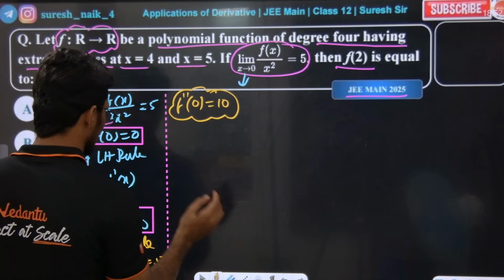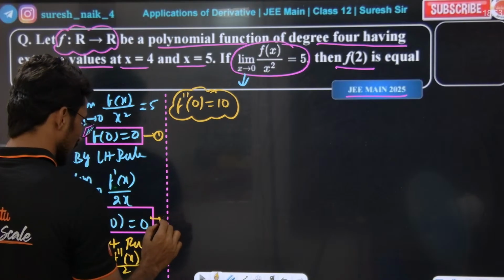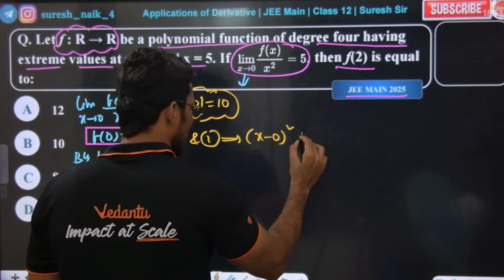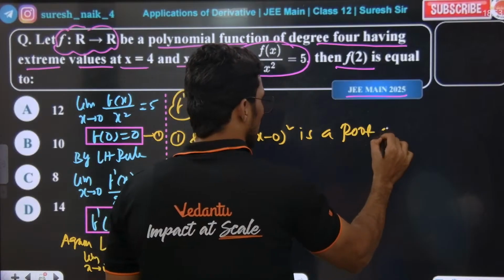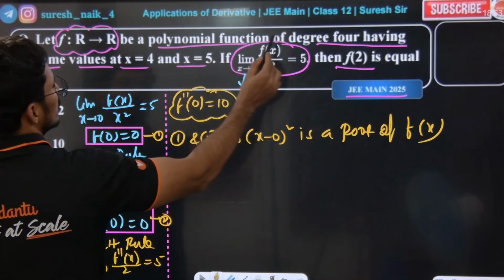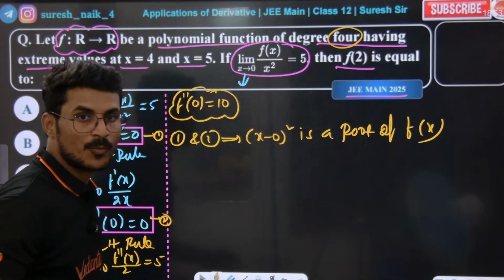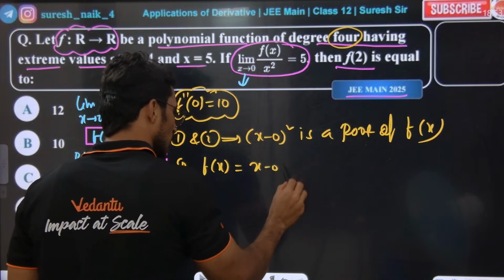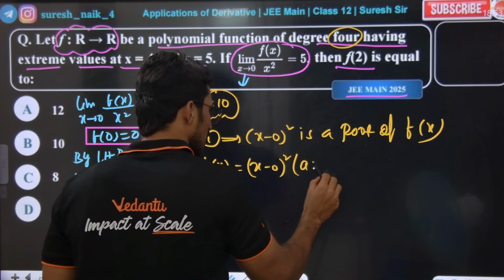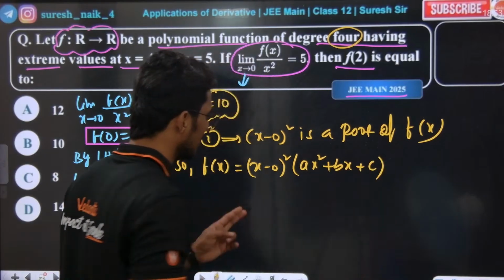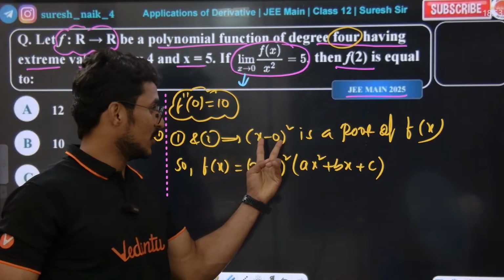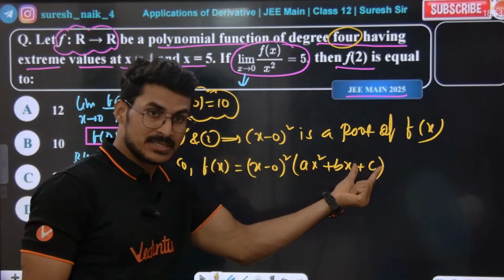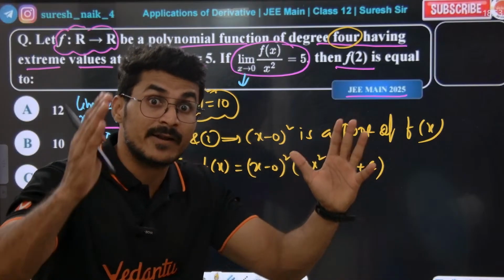From 1 and 2, can we say that x minus 0 whole square is a root of f of x, which is a 4th degree polynomial? So f of x, can I write this as x minus 0 whole square times some ax square plus bx plus c? Isn't it a 4th degree polynomial now? x minus 0 whole square multiplied by this gives a 4th degree polynomial.